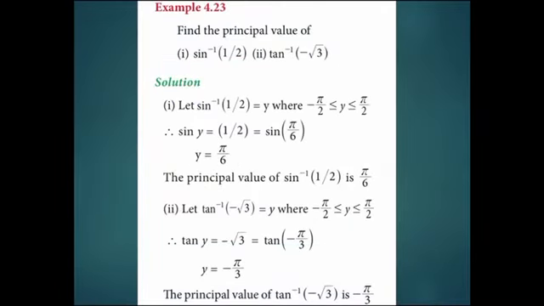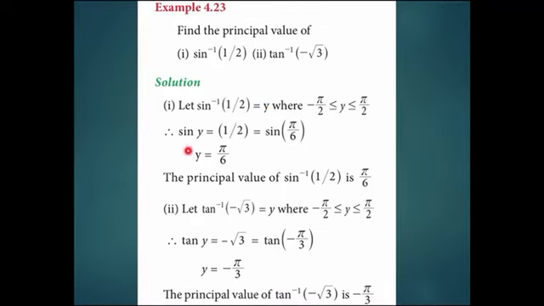23rd example. Find the principal value of sin inverse 1 by 2. Second one, tan inverse minus root 3. So, first sin inverse 1 by 2. I take sin inverse 1 by 2 as y. So, while sin goes to the opposite side, it is sin y. So, sin y is equal to 1 by 2.